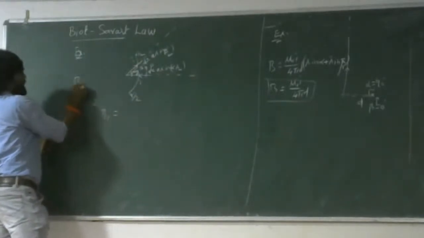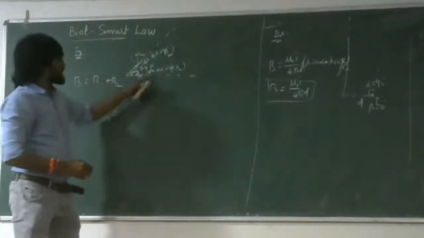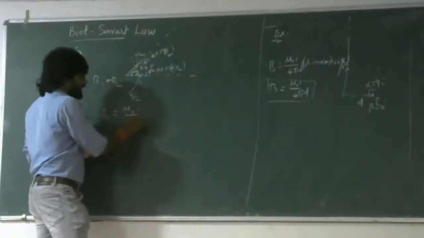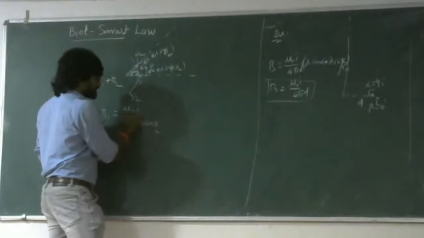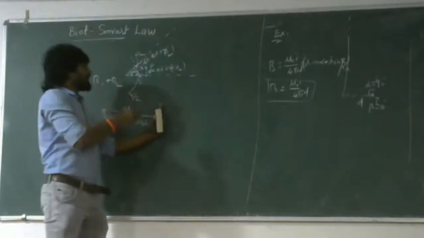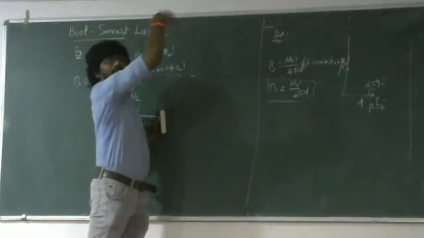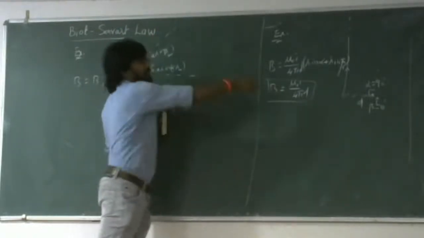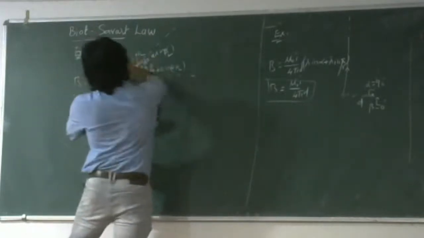B is equal to B due to the first one plus B due to the second one. What is B1 here? It is mu naught I by 4 pi D, where D is A sin alpha by 2, into sin alpha plus sin beta. Here alpha is, in that formula, the angle made by the line joining the top end to the point, and beta is the angle made by the line joining the bottom end to the point, with respect to the perpendicular. Here you can consider this is the top end, this is the bottom end.